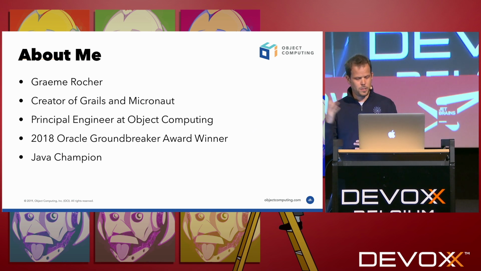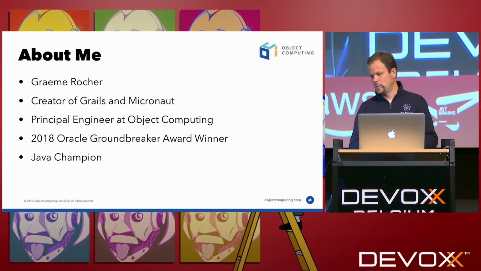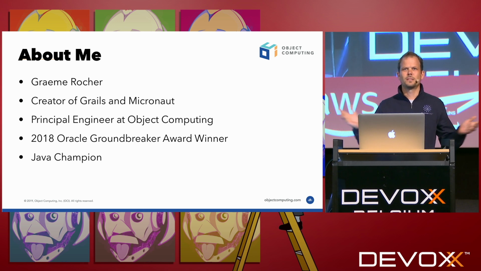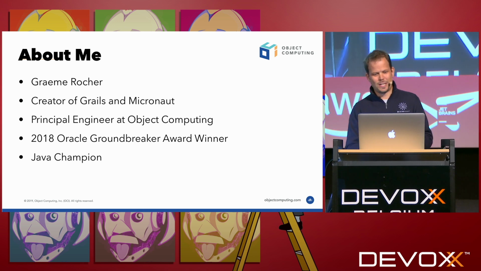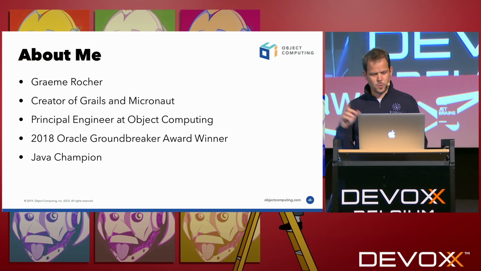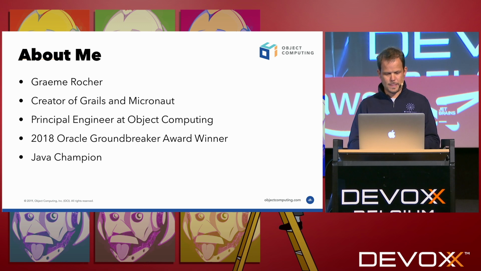I am the creator of a couple of relatively well-known frameworks for the Java ecosystem. One called Grails. Who's heard of Grails here in the audience? Quite a few. And of course, Micronaut. I'm an engineer at a fantastic company which contributes significantly to open source called Object Computing. In 2018, I was privileged to receive the first Oracle Groundbreaker Award for the work I did on Grails. I've been working on Java frameworks for over 12 years now, pretty much know how they work, and was recently nominated as a Java Champion as well.